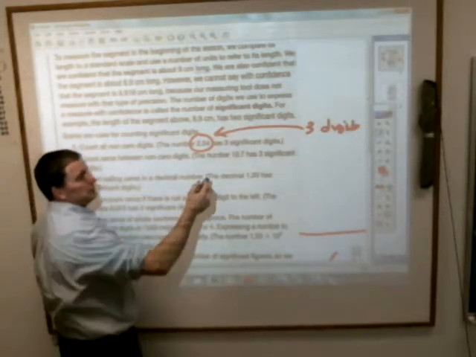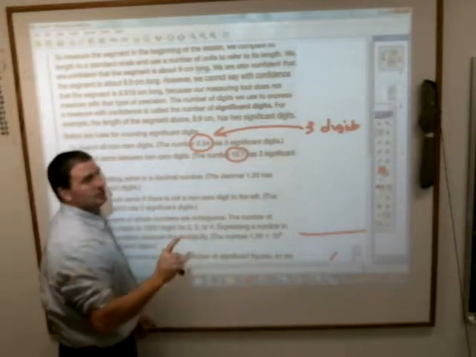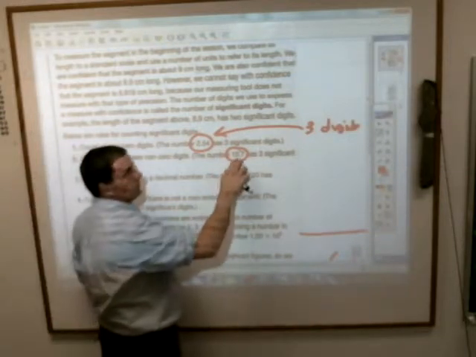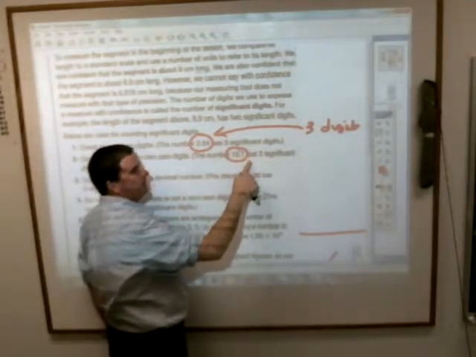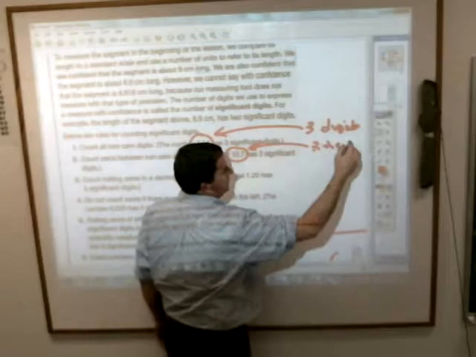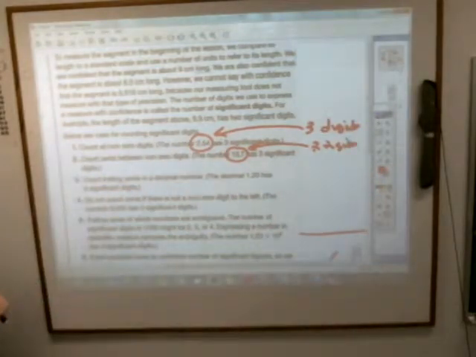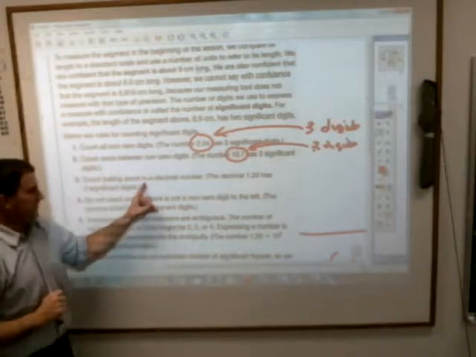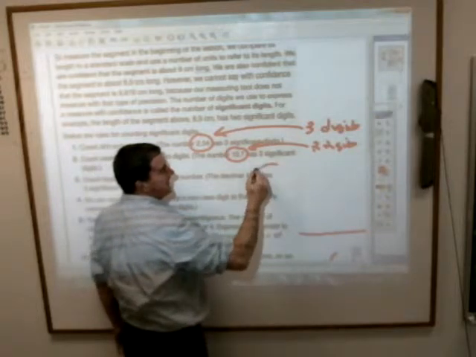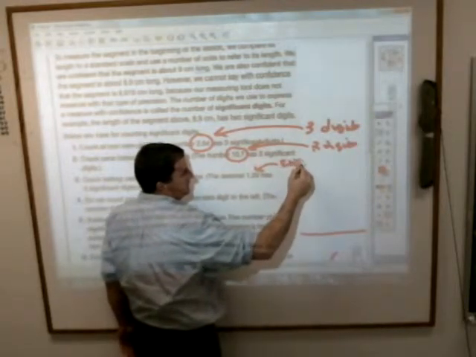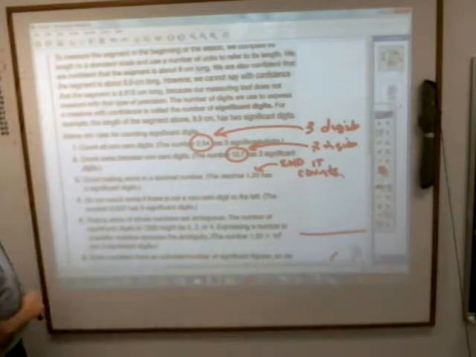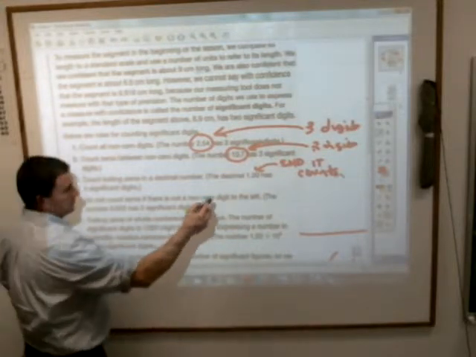You do count zeros that fall between non-zero numbers, because they're actually placeholders there, they actually mean something. So when you have 10.7, that 0 is also called a significant digit. So this one also has 3 digits. You also count trailing zeros in decimal numbers. So if the 0 comes at the end, it counts. So this one again has 3.